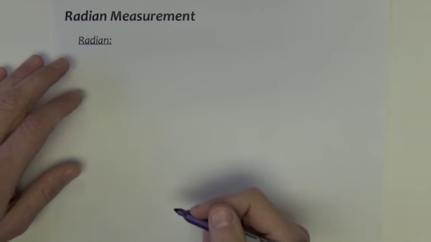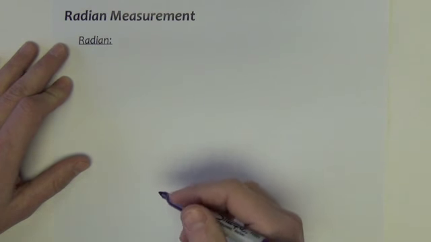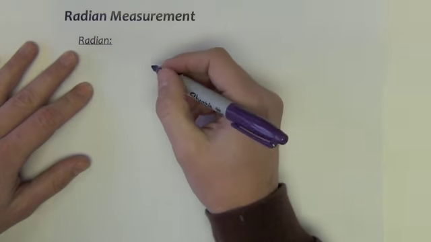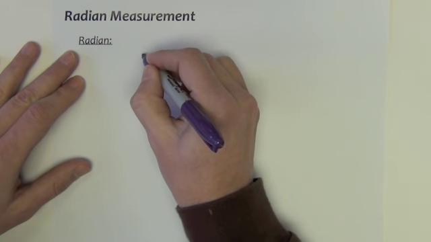Okay, next let's talk about radian measurement. This is probably the form of angular measurement that will be new to you. So a radian, let's maybe draw it first. May be a little bit easier if we draw it first. And let's try and draw a circle.